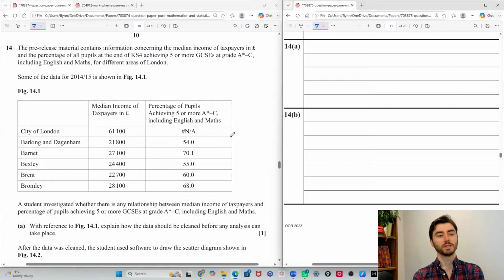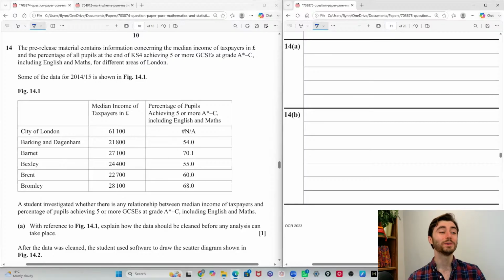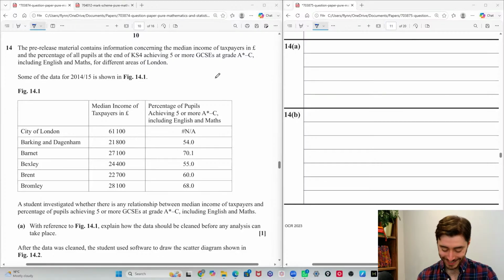Not the pre-release material. Why? I hate it so much, guys. I don't like it. Why? I'm tired. I don't want to do this.